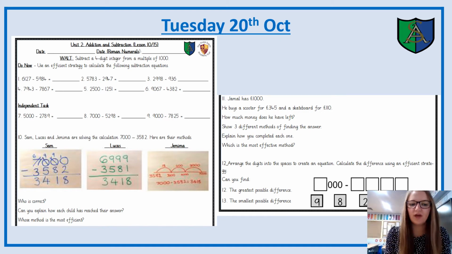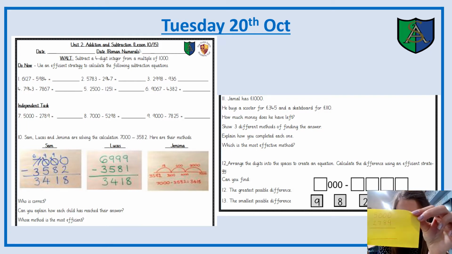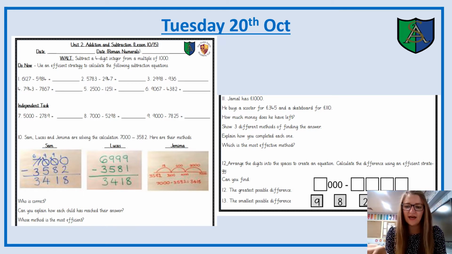I wonder if you can have a go at 8 and 9 by yourself. Number 10. Sam, Lucas and Jemima are solving the calculation 7,000 take away 3,582, and they've used 3 methods. Sam has used this method, whereby he would put it into a column subtraction and have lots and lots of regrouping. Is Sam right to do that? Is Sam wrong to do that?